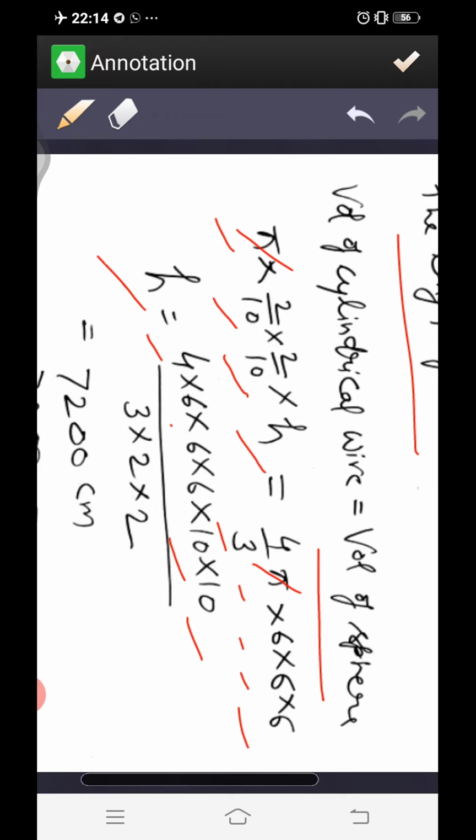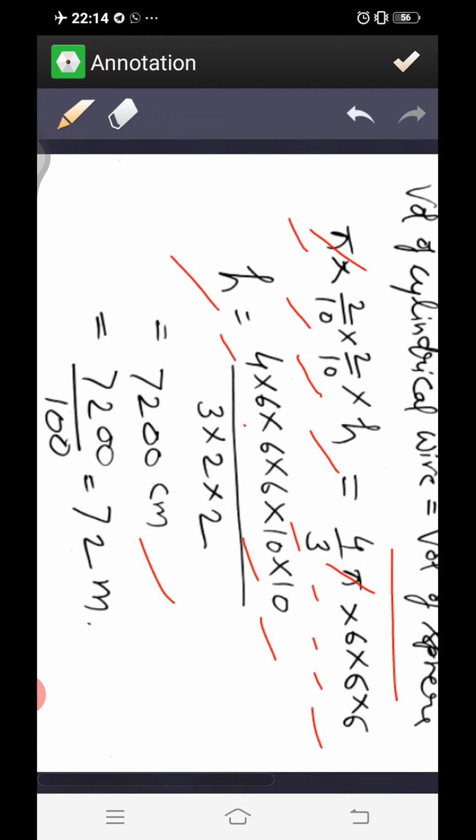So we get the height, that is the length of the wire, as 7200 centimeter. We change this centimeter into meters, 7200 divided by 100, so we get 72 meters. So the length of the wire is 72 meters.